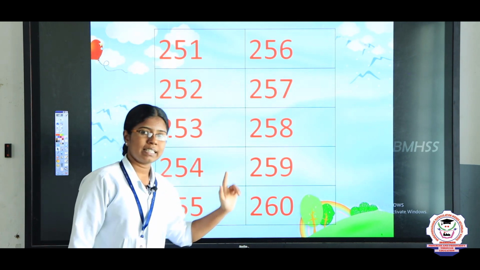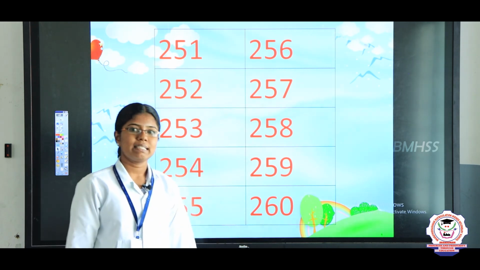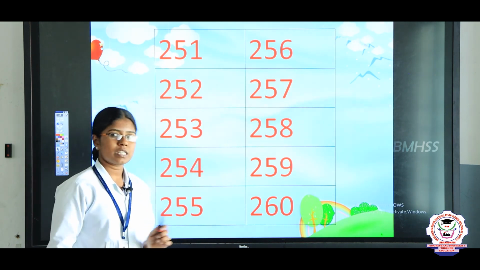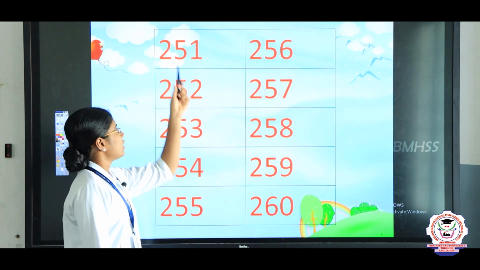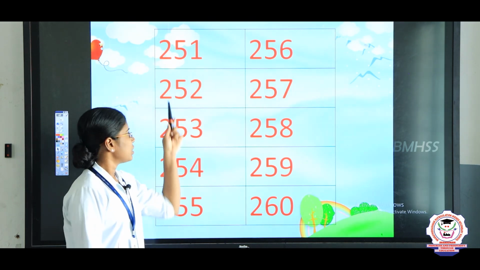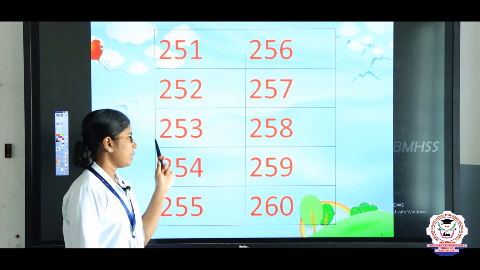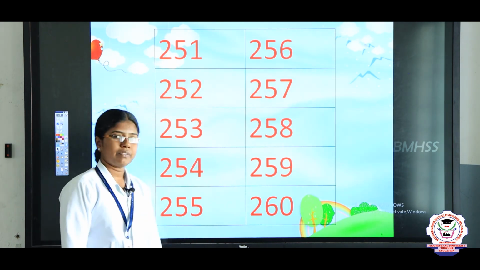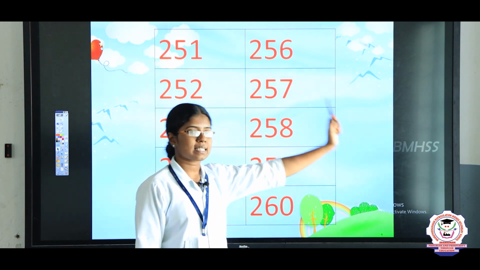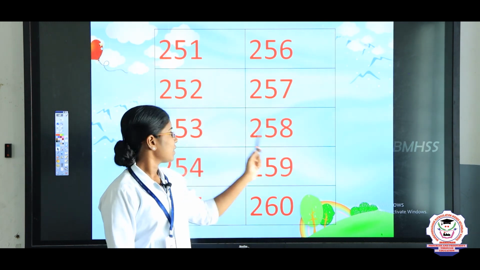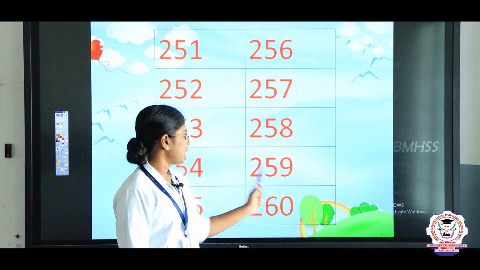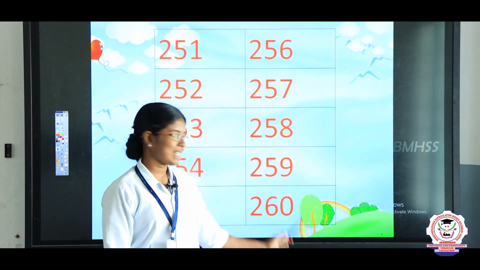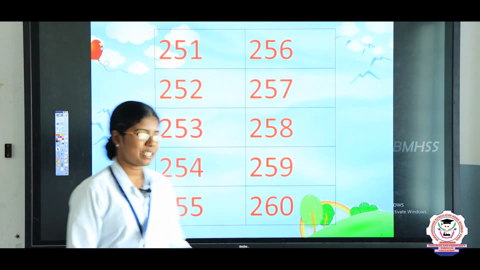So far we have learned the numbers 251 to 260, right? Shall we recall once? I am going to read these numbers. You have to repeat after me, okay? 251, 252, 253, 254, 255, 256, 257, 258, 259. What is the final number in the series? Yes, 260. Right, children?